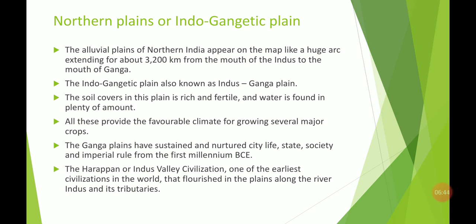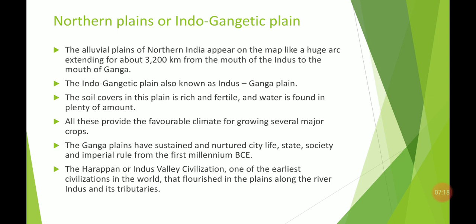km. It's 3200 km from the mouth of the Indus River up to the mouth of Ganga. Means the starting point of the Indus River to the ending point of the Ganga. Thus, this whole area is considered as the northern plains or the Indo-Gangetic plain. Why? It is Indo-Gangetic because Indo means Indus and Gangetic means Ganga. So the area which is drained by Indus and Ganga is known as the Indo-Gangetic plain.